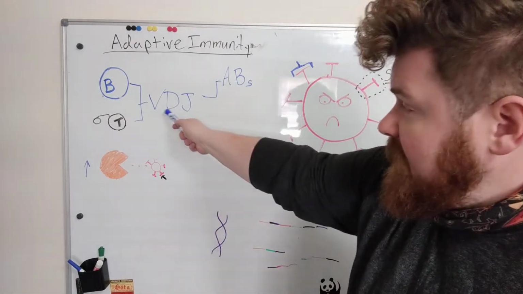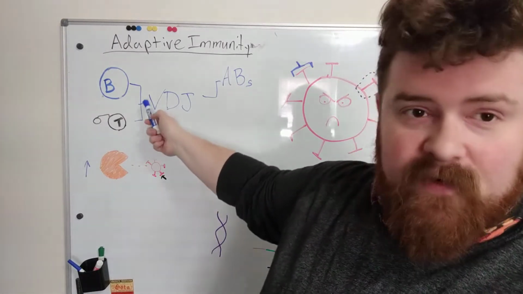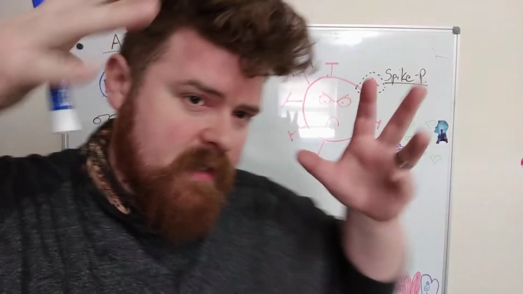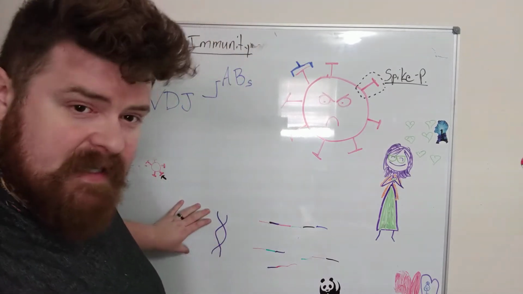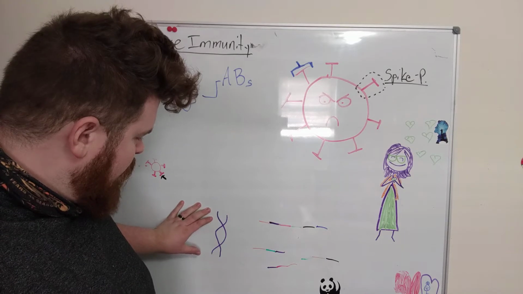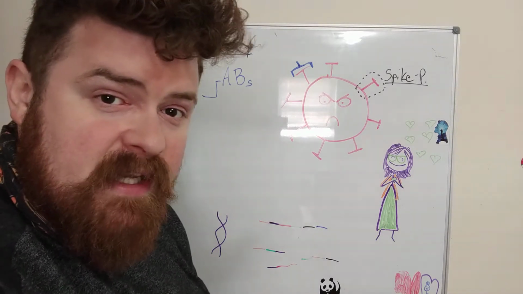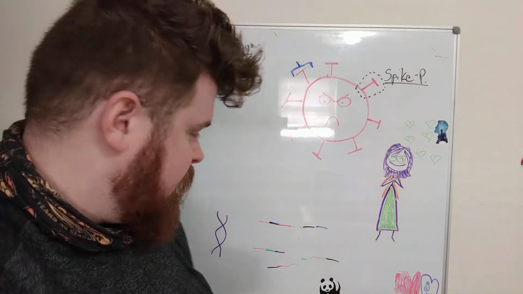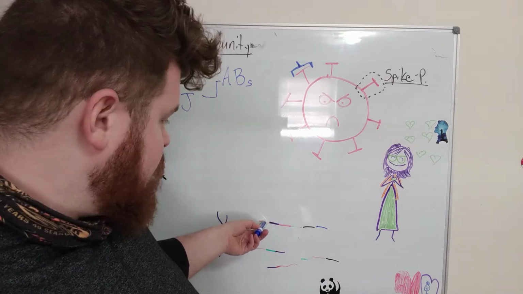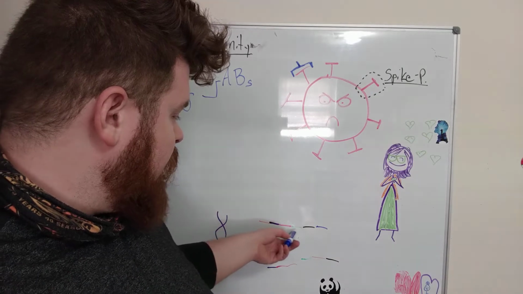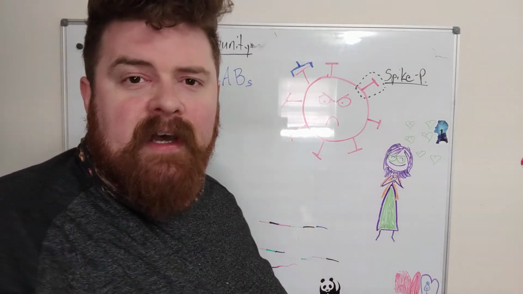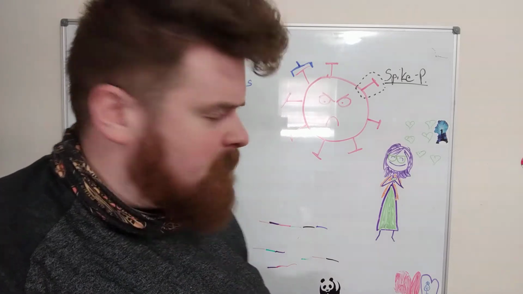So the VDJ recombination event stands for variable, diverse, and joining. So if we want to understand what it is that DNA does to make a protein, you have to unzip it, you have to decode it, and then you have to translate it. And you might end up with a sequence like this. So I've just got, if you can see this, orange, purple, red, green, black, and blue. We'll just say that that is our analogy for nucleotide sequencing.